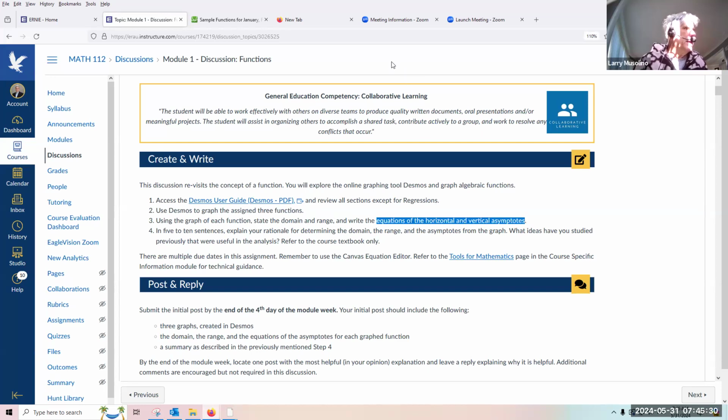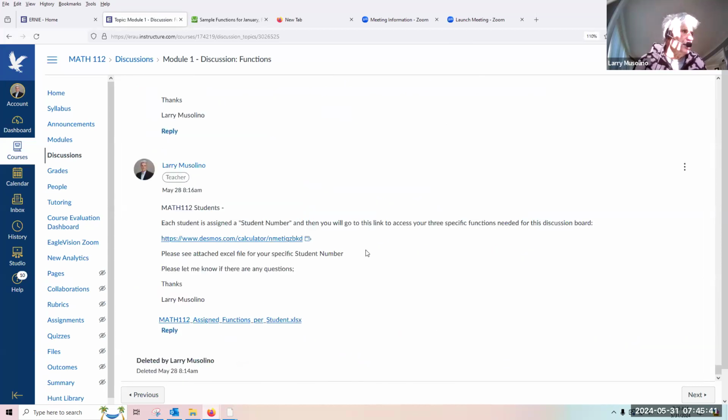Let me do a few typical examples from this. Let me scroll down to the bottom of the screen and I'll show you the instructions. So here's something I posted. It says each student is assigned a student number. If you click on this Excel file right here, it'll show you your student number. Then you go to this link. I'm going to click on it and it'll show you all of the functions that you're going to graph.